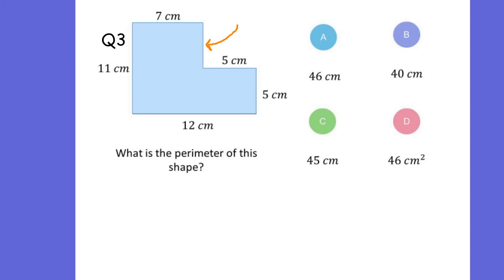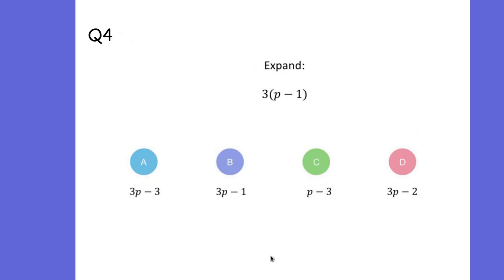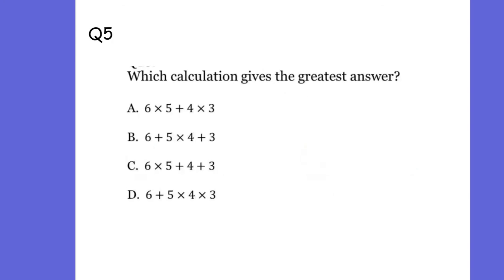At any point, pause the video to have a little think. Question number 4. Can you expand this bracket for me? Again, use your algebra tiles. Use the green rectangle to represent p. Can you expand this bracket? Remember, the 3 tells us how many rows we need, and the p subtract 1 tells us how long the column is. And finally, which of these calculations give the greatest answer? Use your BIPs, your brackets, indices, products, and sums to work it out for me.